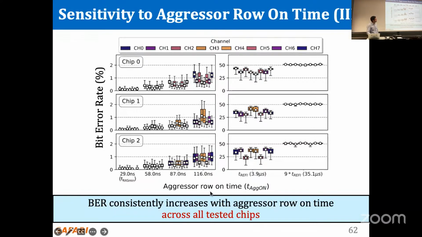Oh yeah, that's a good point. So the question is whether some of these could be retention errors. We look at that and filter them out. We do retention time testing first. We eliminate all bit flip locations where retention errors could come from, and these are not them. This is also not a very long time. In the end, it exceeds 64 milliseconds, but it's not huge.